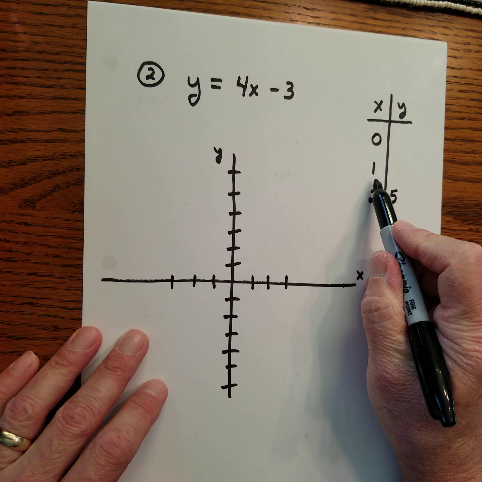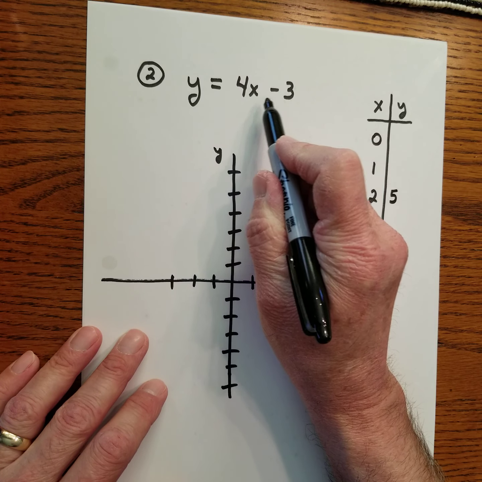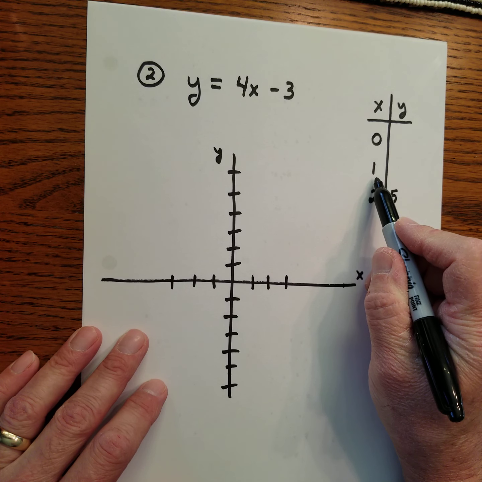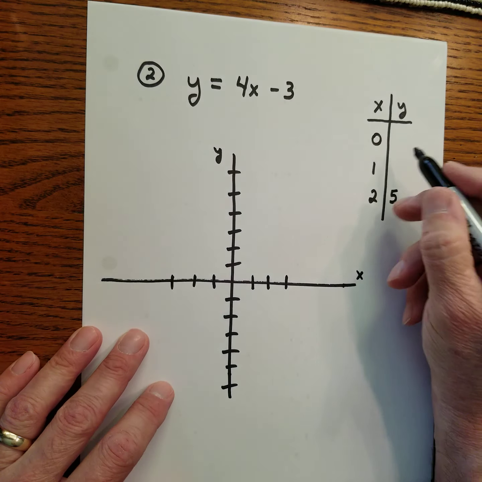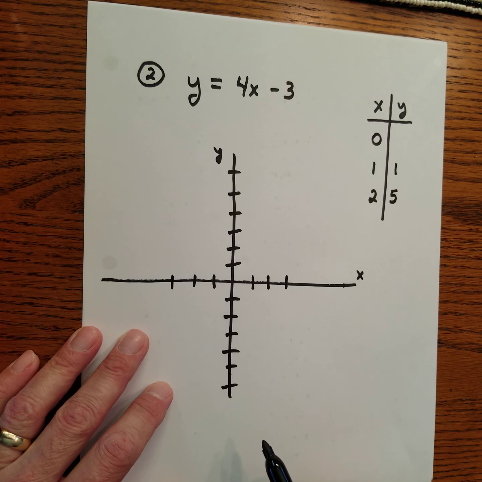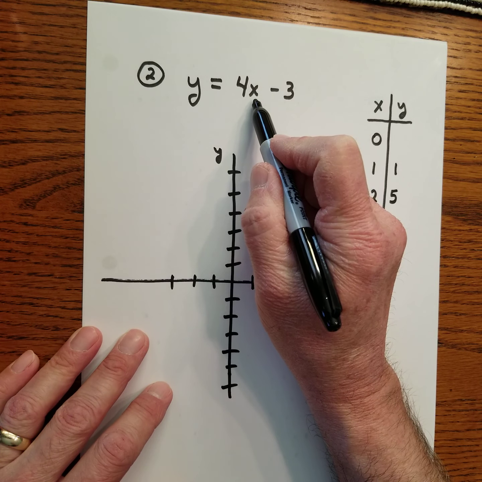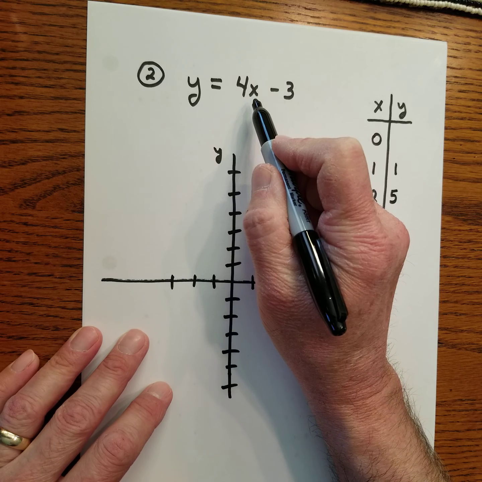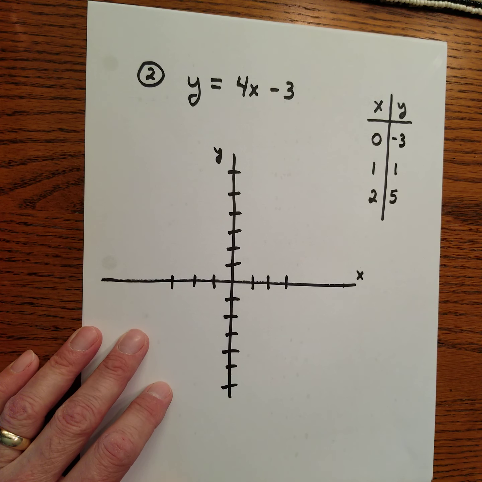Now we'll plug in the 1. When x is 1, I need 4 times 1 minus 3. Plug in 1. 4 times 1 is 4. 4 minus 3 is 1. Now plug in 0. Of course, anything times 0 is 0. And 0 minus 3 is negative 3.